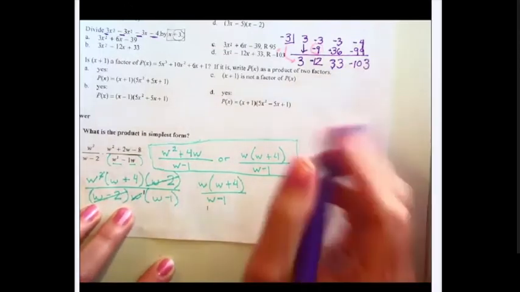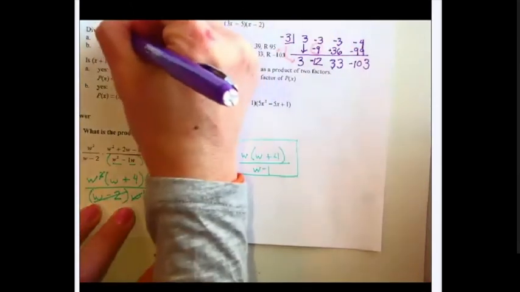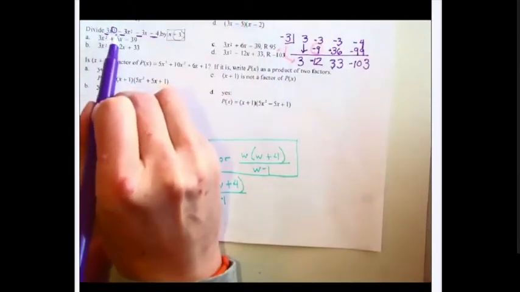So when we write the answer, we always start with an exponent that's 1 less than the one that we started with. So we started with a 3 right here.